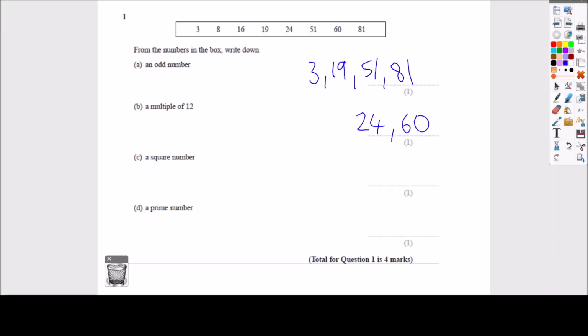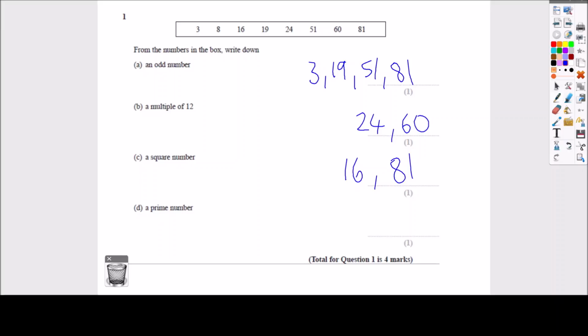Now a square number, now you get a square number when it's something times itself. So 9 would be a square number because 3 3s are 9. So looking at the options here, 81 is a square number because 9 9s are 81, and 16 is a square number because 4 4s is 16.